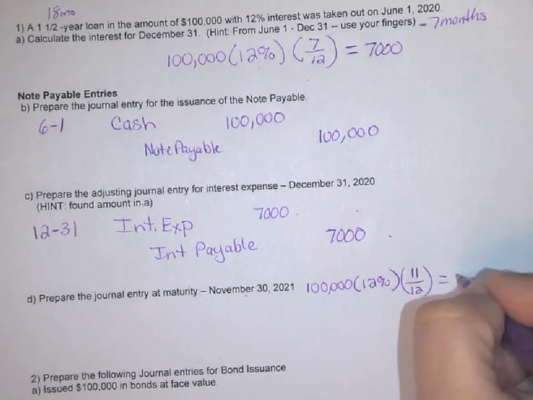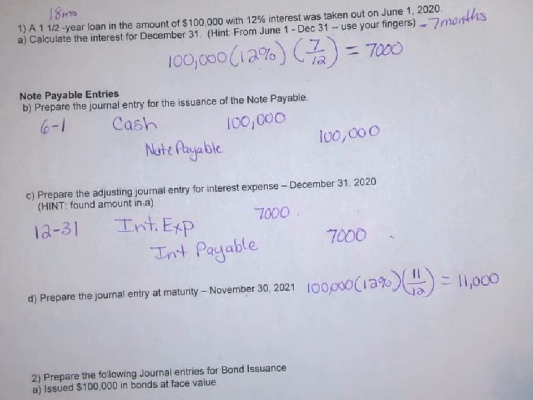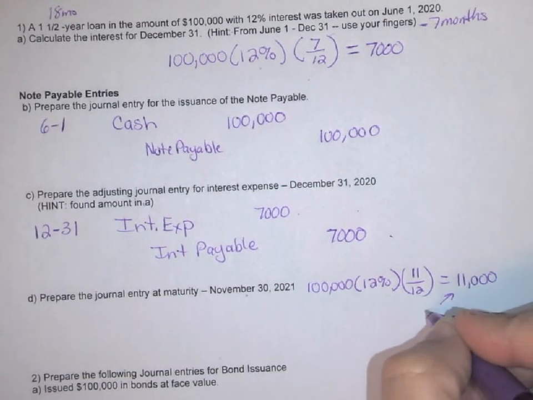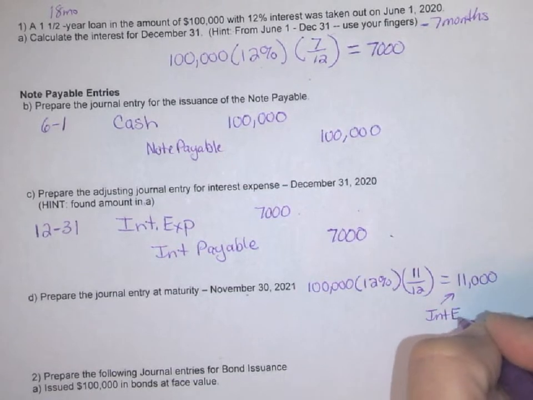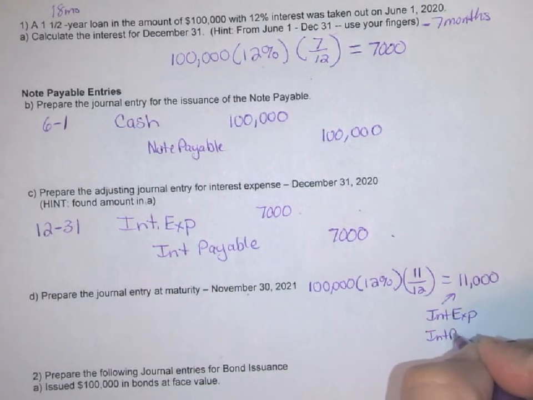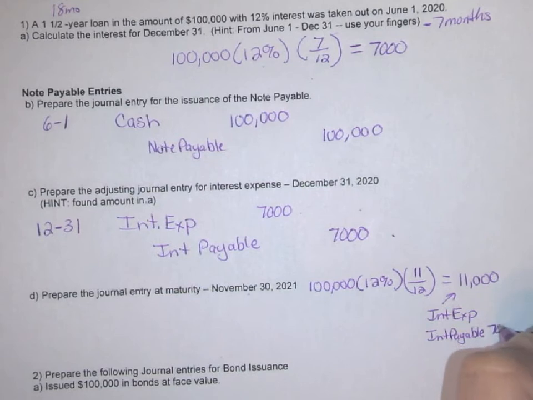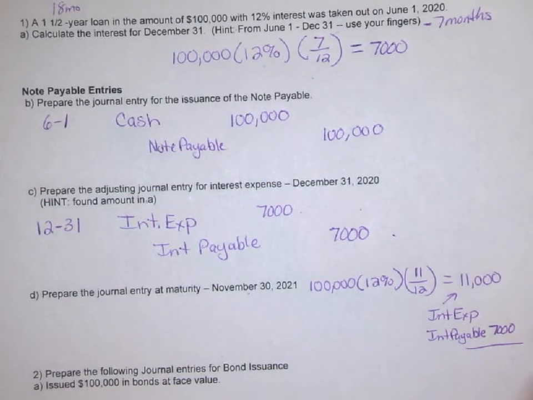And that is going to give us interest of $11,000. And so we would have that to come into play. The interest would be for the entire time period also. So this amount is what we'd be looking at for our interest expense for 2021. We also have that interest payable still sitting out there that we need to pay. That was that $7,000. And so we have a total interest payment of $18,000.